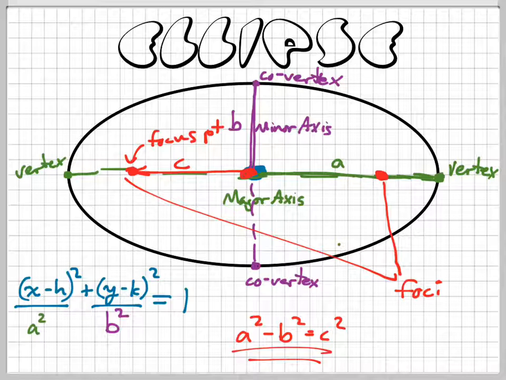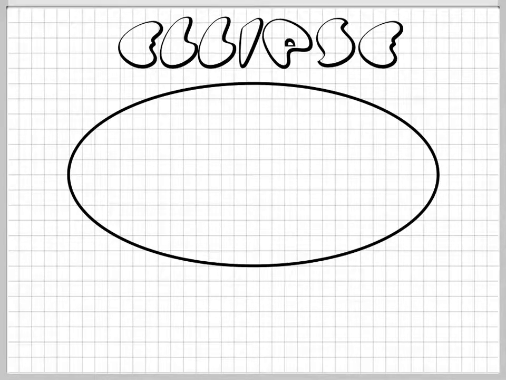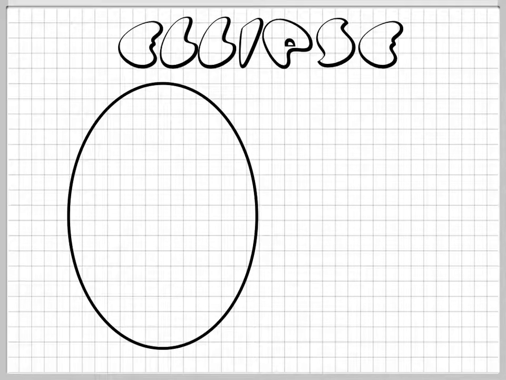Okay, here's the next one. Now, I'm going to change it up a little. I'm going to put my ellipse vertical. The other one was horizontal. And for the horizontal one, the a squared was underneath which variable, the x or the y? The x. Okay, now we have a vertical one. So the question here is, where's the a squared under?